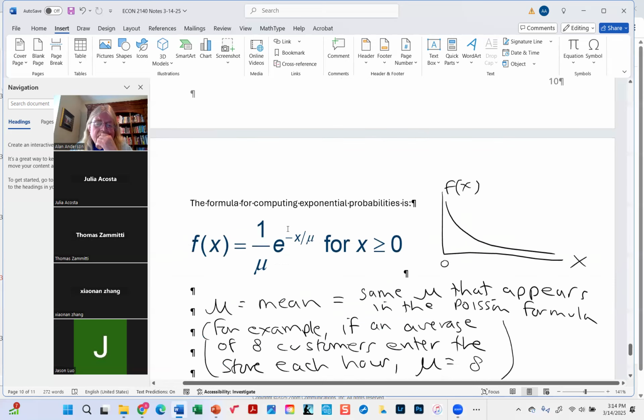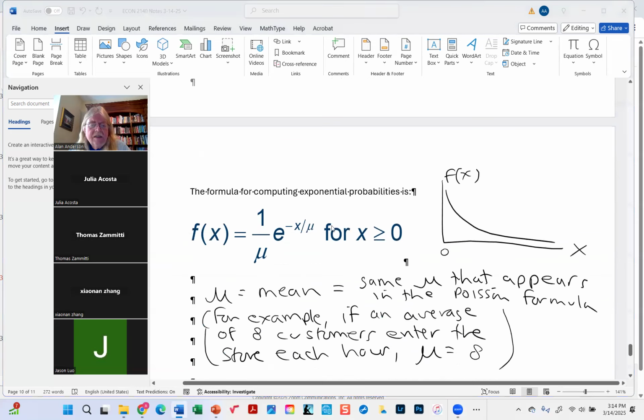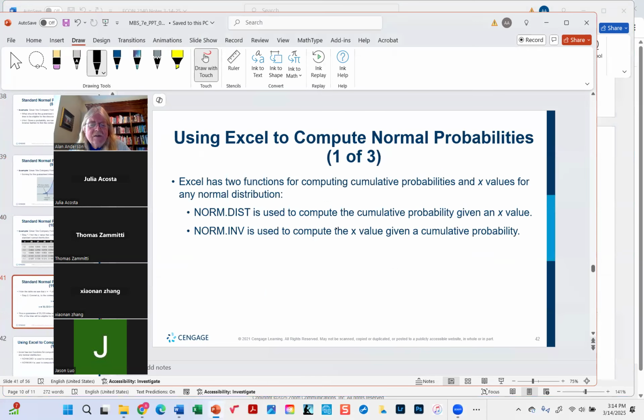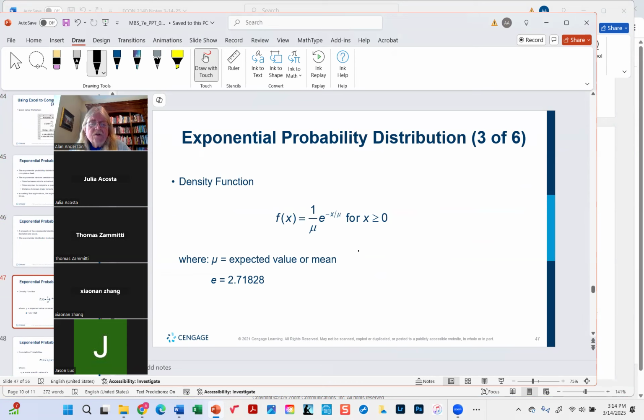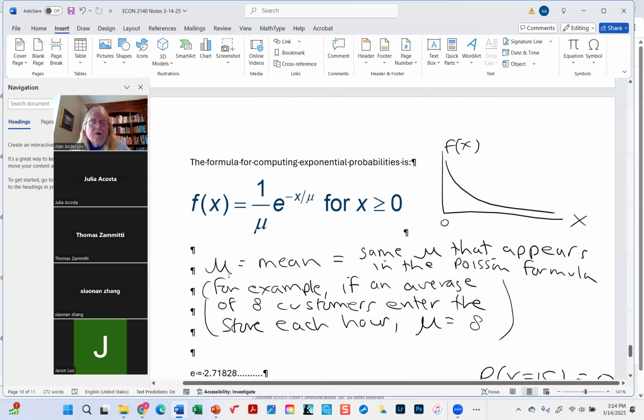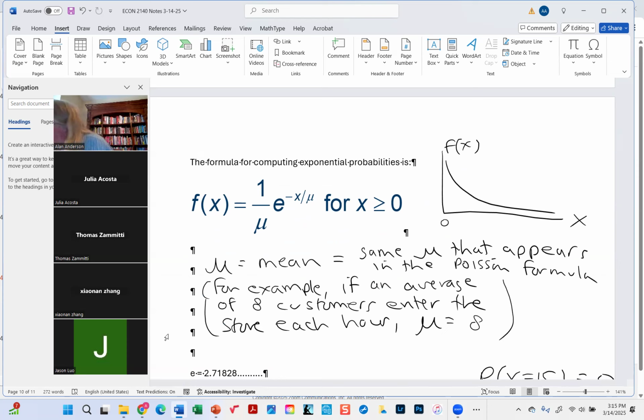So now we need a probability formula. Okay, so it's right here. And you'll notice a lot of familiar elements. For example, the mu is our mean. This is the same mean that we used in the Poisson distribution. As you know, e is approximately 2.71828. We saw that also in the Poisson distribution.